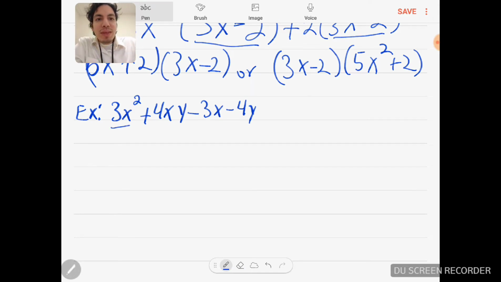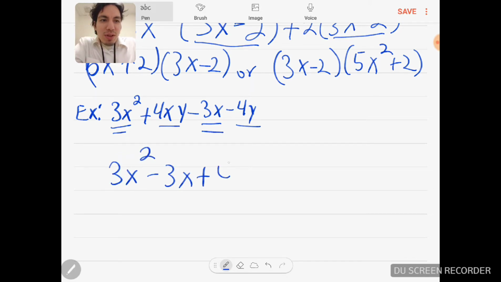So for example, we want to be able to factor out the terms we want to pull out. Not only the variable, we also want to pull out the numerical coefficient. So I'm going to highlight these two and group these two in this way. So it'll be 3x squared minus 3x plus 4xy minus 4.